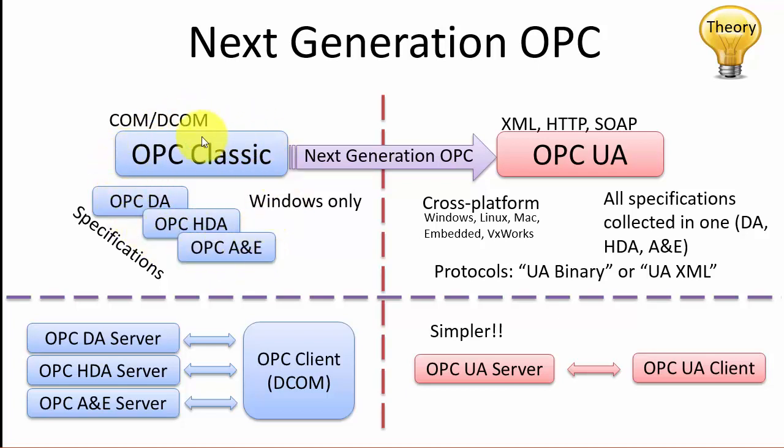These OPC specifications work on Windows only, while the OPC UA specification is a cross-platform OPC standard, and it works on all platforms from Windows, Linux, Mac, embedded systems, real-time systems, etc. So here we see a typical OPC Classic example where we need different OPC servers, while in OPC UA we have a simpler approach where we only need one server and one or more clients, because the server includes everything we need.